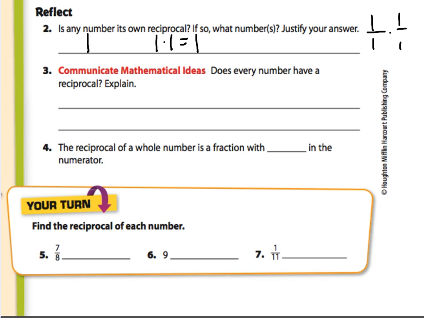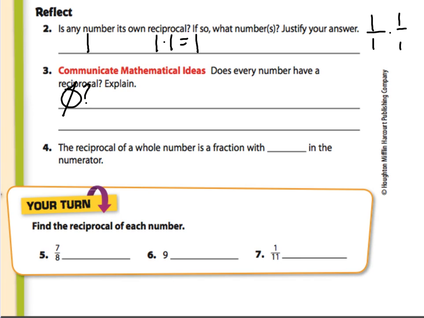All right, does every number have a reciprocal? Explain. So let's think about this. You might want to jump to saying yes, because as long as you flip it, it gets you to 1. However, what about this guy? 0. Anything times 0 is 0. So 0 actually does not have a reciprocal.